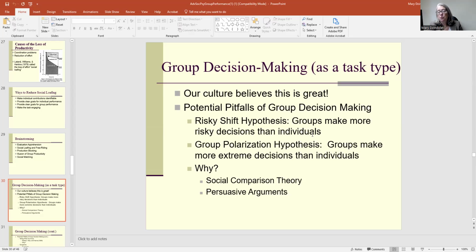Okay, so the first one is basically how risky or conservative decisions are. So there used to be, back when I was in school, well, actually it changed while I was in school, this idea that groups make more risky decisions than individuals. We called it the risky shift hypothesis. And the research that looked at this, what they would do is they'd give you a scenario, something like this.